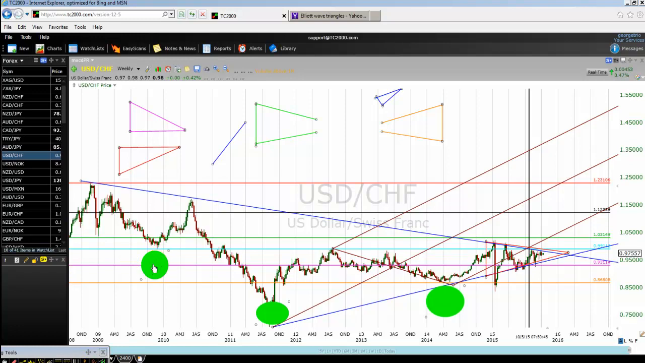This is the left-hand side shoulder. This is the head. This is the right-hand side shoulder. This is one of my favorite chart patterns, the inverted head and shoulders. It's clearly visible here on a weekly chart. It is also a pattern that we use if we want to count Elliott waves. It usually signals the end of a downtrend.